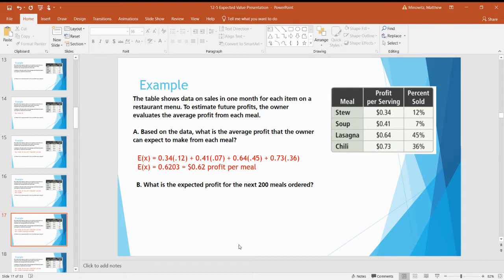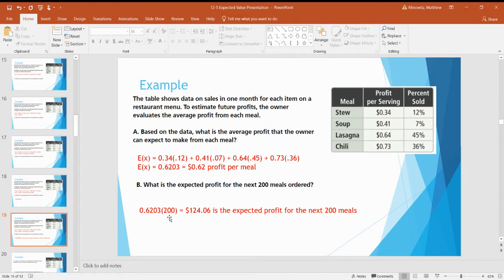Now the expected profit we can make, if we make 62 cents per one meal, we can multiply by 200 meals. And we could say that in 200 meals, they're going to make $124.06. Now that seems kind of low, but they're also selling very cheap items. But if I take my expected value for one event, I can multiply by however many trials I have and say, I expect this much.